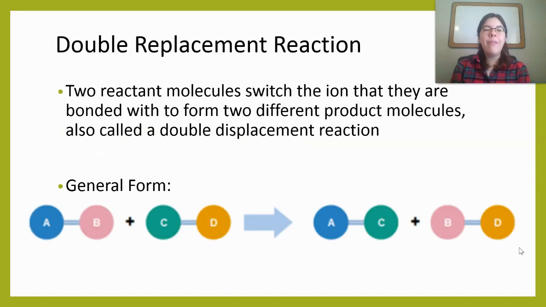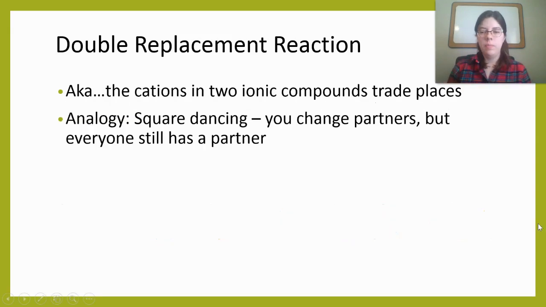Okay, the next type of reaction we have are double replacement reactions, also known as double displacement reactions. It's very similar to single replacement, except we have two things trading places, not just a single one. If we look at the general form, A and B are bonded together initially, and C and D are bonded together. But they're going to trade who they are bonded with. So in the end, A is bonded with C, and B is bonded with D. We're going to do a lot more examples of these because they're really common for precipitation reactions.